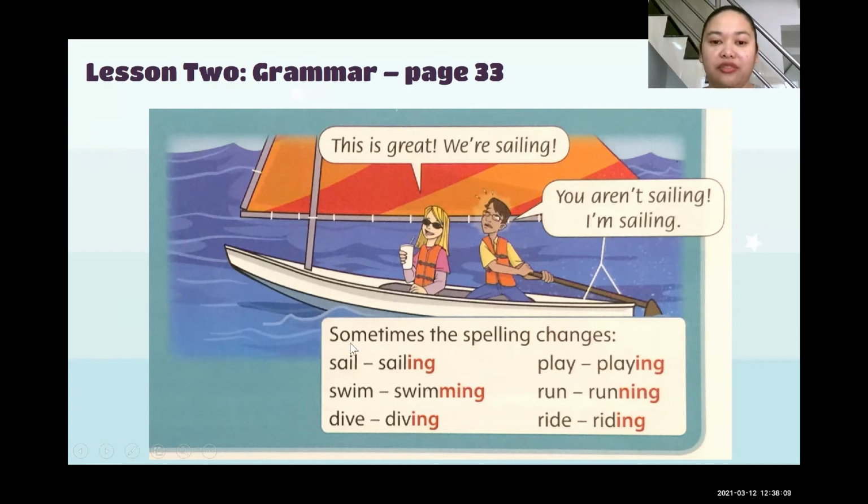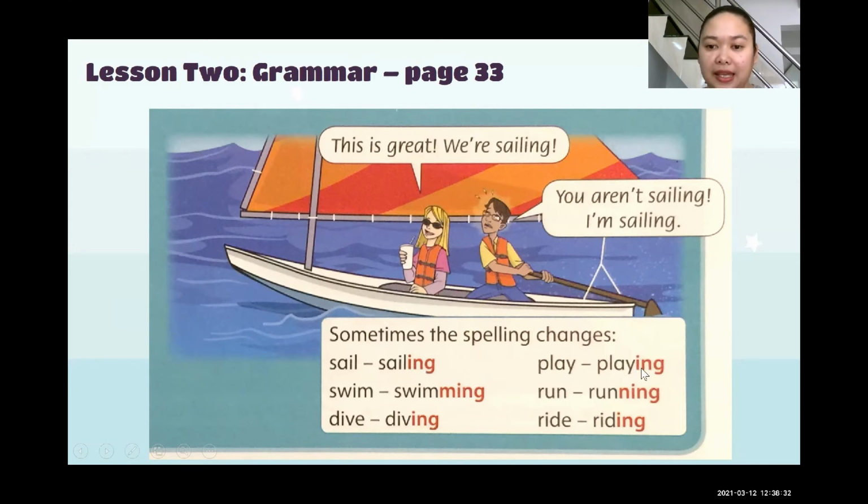Now, take note of this. Sometimes the spelling changes. For example, our word here is sail. In this word, no need to change the spelling, just add the ing. Sailing.